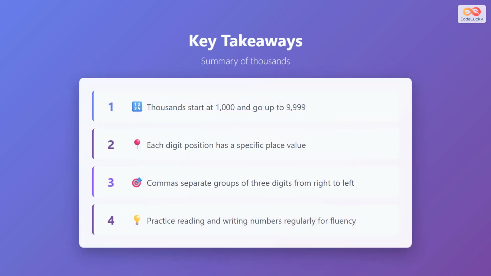Let's review what we learned. First, thousands start at 1,000 and go up to 9,999. Second, each digit position has a specific place value that determines the number's total value. Third, commas separate groups of 3 digits from right to left, making large numbers easier to read. Fourth, practice reading and writing numbers regularly to build fluency and confidence with thousands. Keep practicing these concepts, and you will master large numbers.